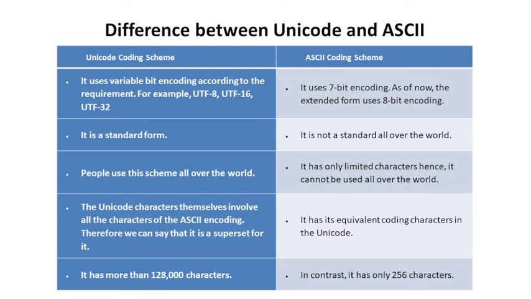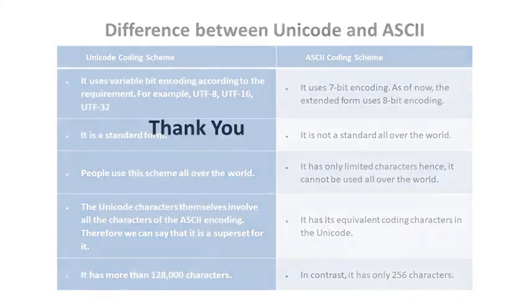But in the ASCII code, it has its equivalent coding characters in the Unicode. In the Unicode coding, it has more than 1,28,000 characters. But in the ASCII coding, in contrast, it has only 256 characters, only 7 bit. This is the difference between the Unicode and the ASCII code.